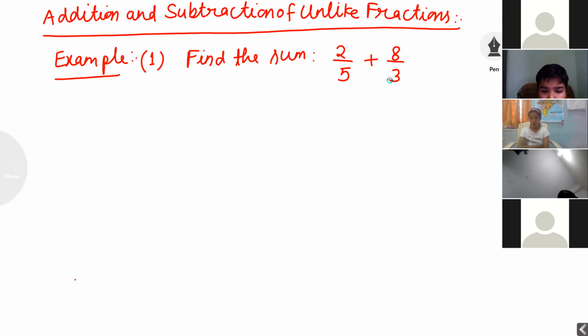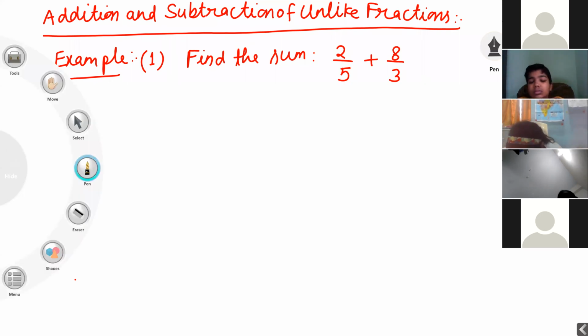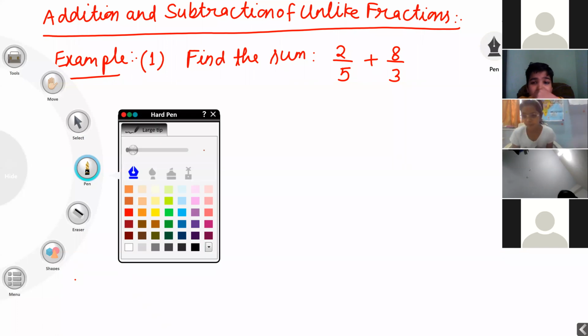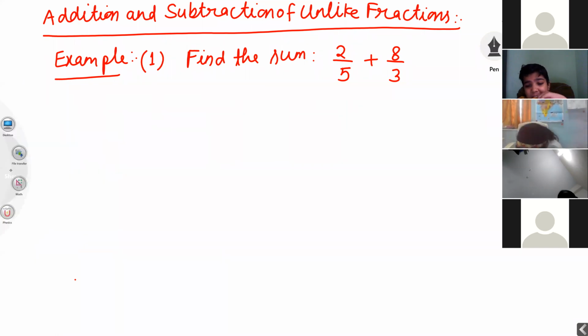How to check whether both are like fractions or unlike fractions? In the given fractions, both denominators are different. If denominators are different, that is called unlike fractions. The first denominator is 5. The second denominator is 3. There are two methods to solve this question. The first is the cross multiplication method. The second is the LCM concept. I am going to explain this question using both methods. Listen carefully, everyone. Don't write anything.